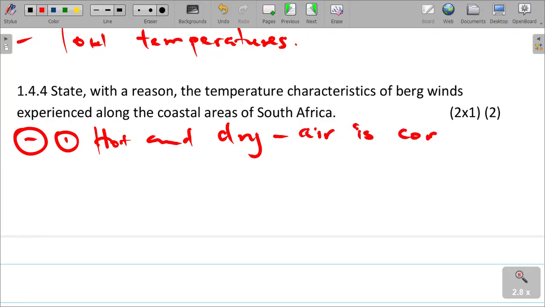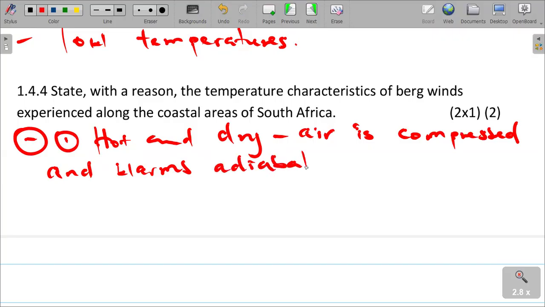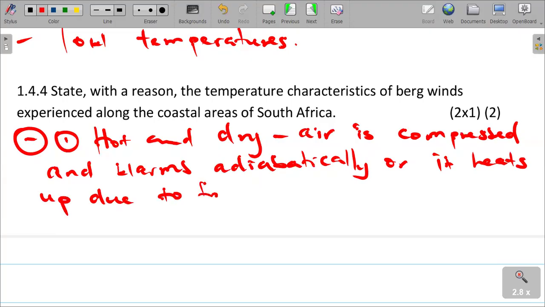Air is compressed and it warms. It warms adiabatically, which is, air heats up because of friction. It can also heat up because of friction.